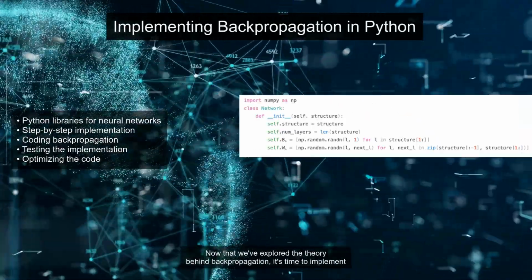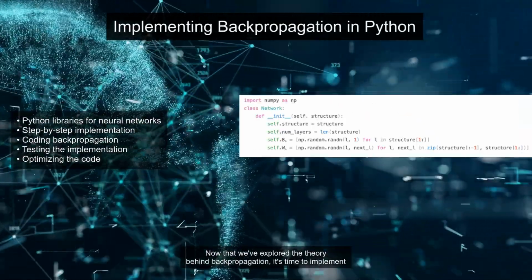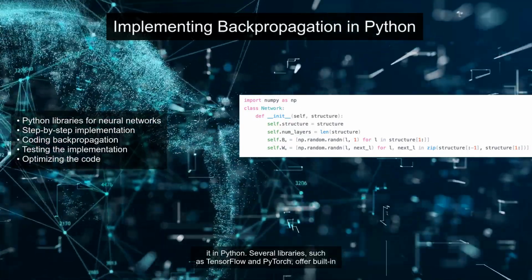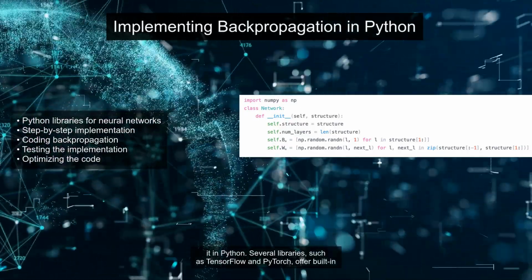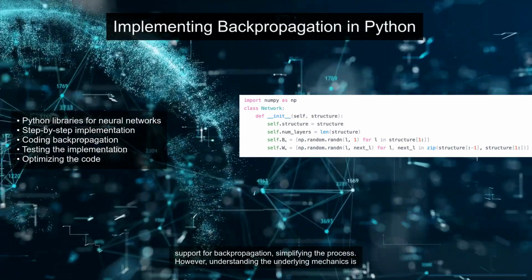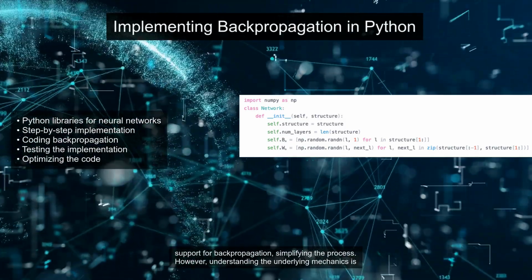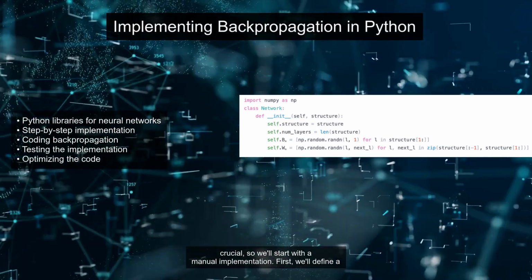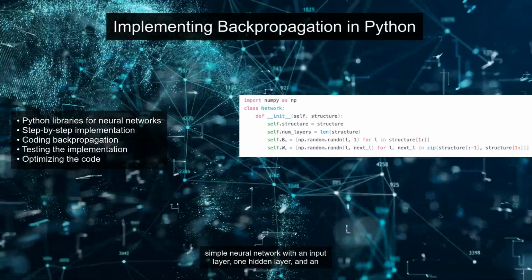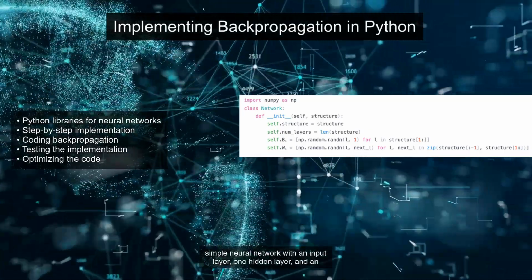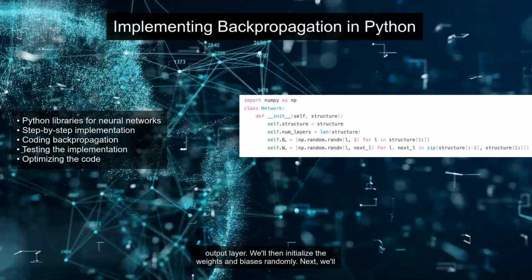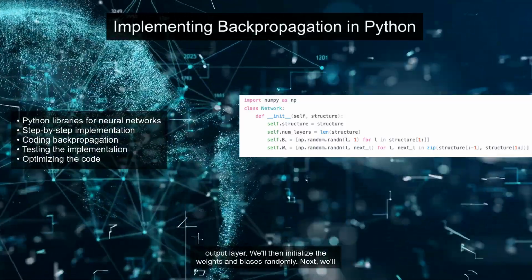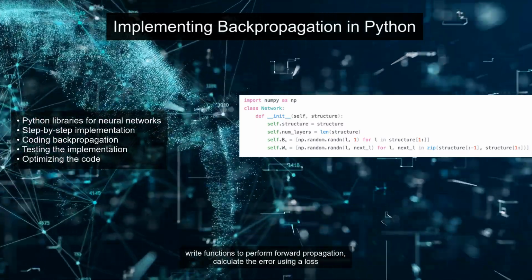Now that we've explored the theory behind backpropagation, it's time to implement it in Python. Several libraries, such as TensorFlow and PyTorch, offer built-in support for backpropagation, simplifying the process. However, understanding the underlying mechanics is crucial, so we'll start with a manual implementation. First, we'll define a simple neural network with an input layer, one hidden layer, and an output layer. We'll then initialize the weights and biases randomly.